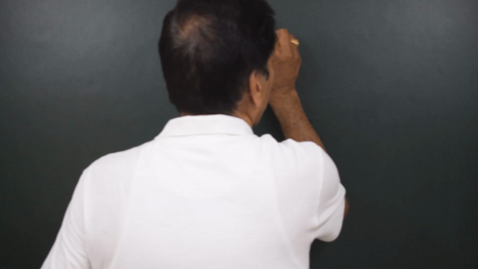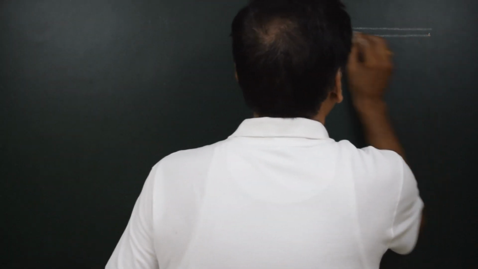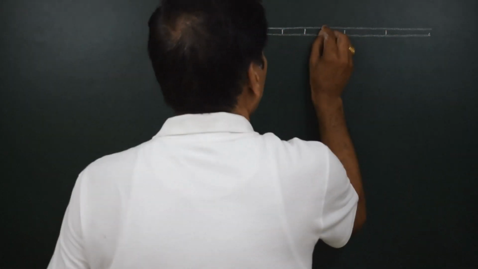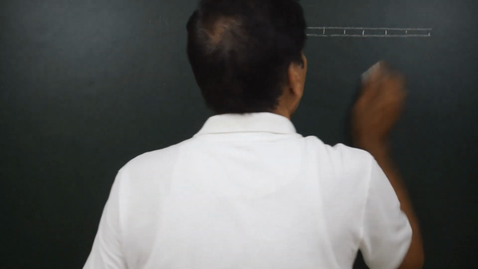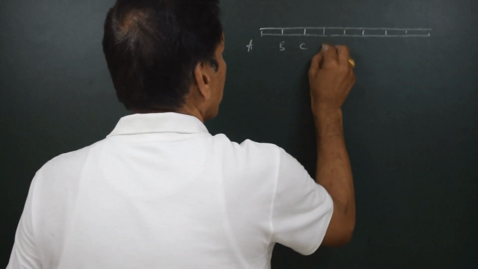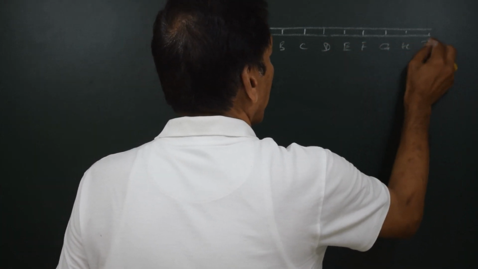This is Captain Chaudhari. I want to do one more SFBM question for you with some variation. So this is a uniform beam that is 8 meters long. So let's name this beam as A, B, C, D, E, F, G, H, I.